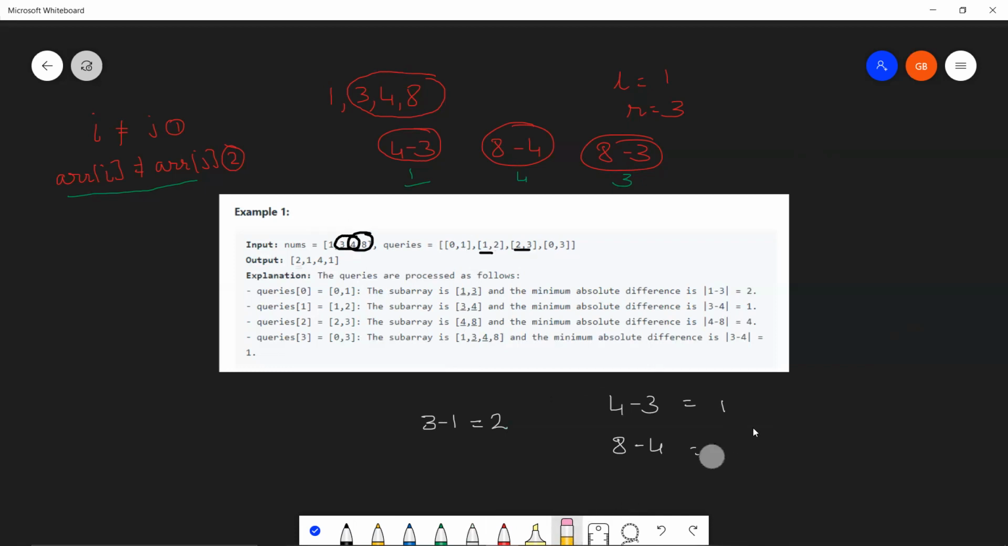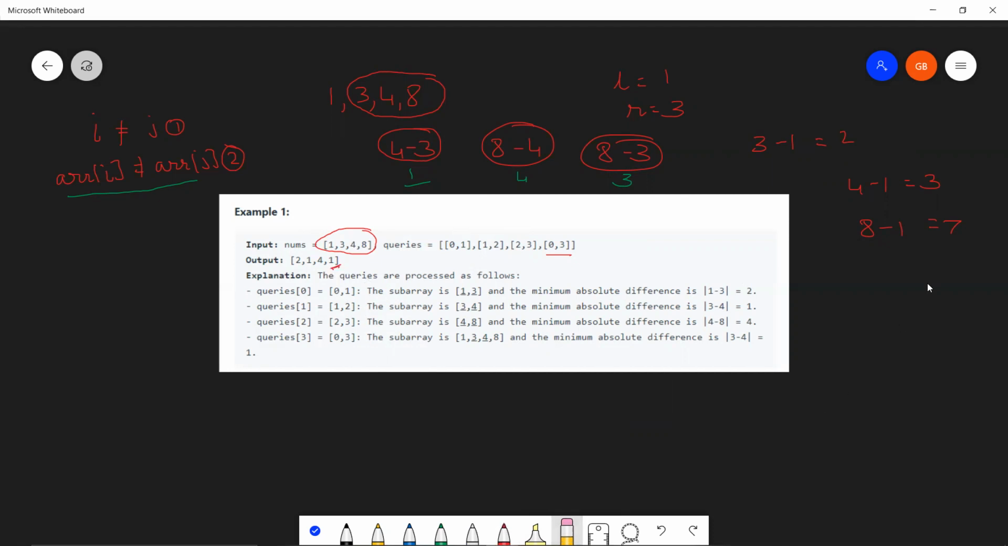Now comes the actual thing where we are finding out some more elements. That is 0 and 3. So 0 and 3 is basically the entire nums array. So we need to find all the possibilities. Three possibilities I've discussed over here. The three more possibilities that are left now are 3 minus 1, 4 minus 1, and 8 minus 1. This is giving me 2, this is giving me 3, and this is giving me 7. Again, my final answer is 1 because among 1, 4, 3, 2, 3, and 7, 1 is the minimum. Hence, my answer is 1 over here.